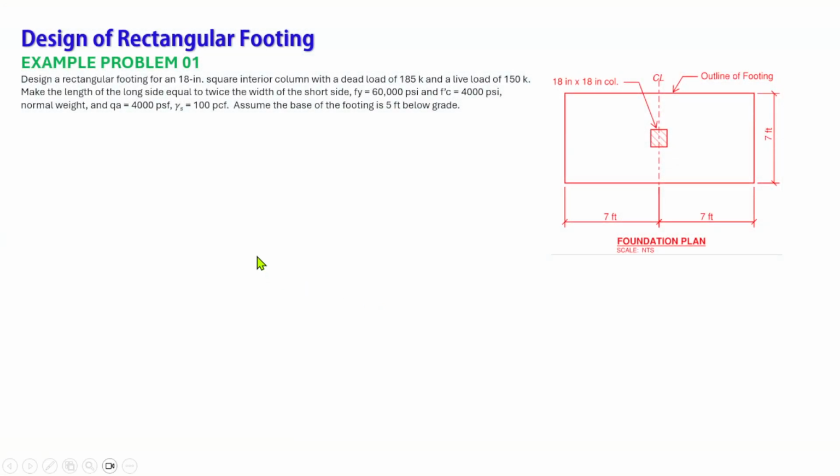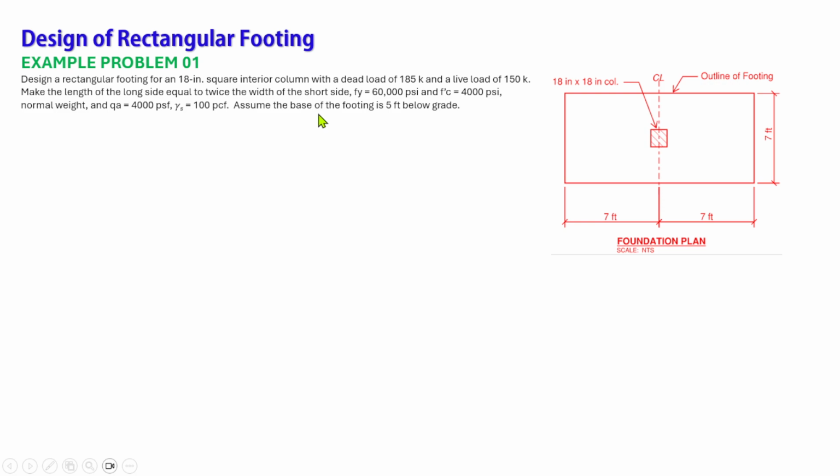Here it is. Design a rectangular footing for an 18 inches square interior column with a dead load of 185 kips and a live load of 150 kips. Make the length of the long side equal to twice the width of the short side. We have the yield strength of steel 60,000 psi, the concrete strength of 4,000 psi. We are using normal weight concrete, and the allowable soil bearing pressure is 4,000 psf. And the specific weight of soil, we have 100 pcf. This is pounds per cubic feet.